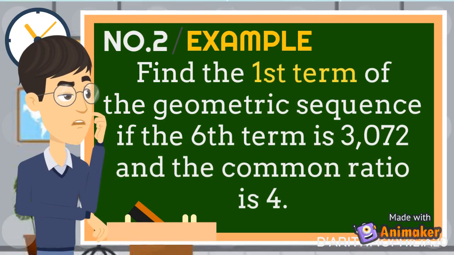Let's proceed to our second example. Find the first term of the geometric sequence, if the sixth term is 3072 and the common ratio is 4. Are you now ready to solve this one?